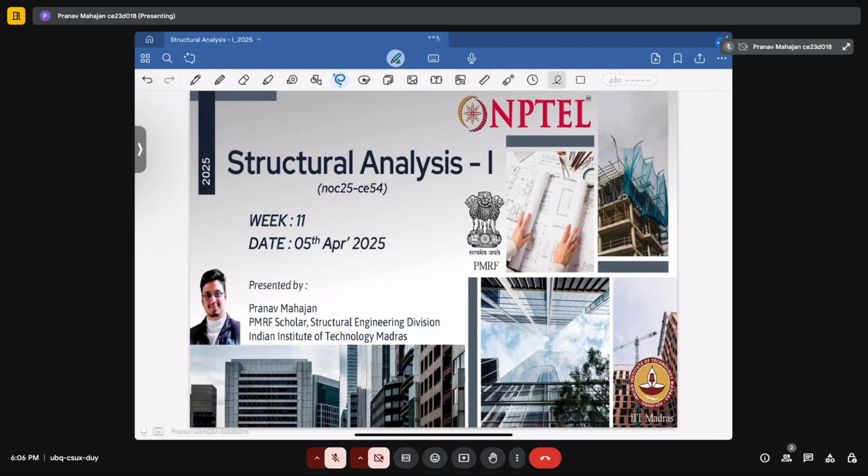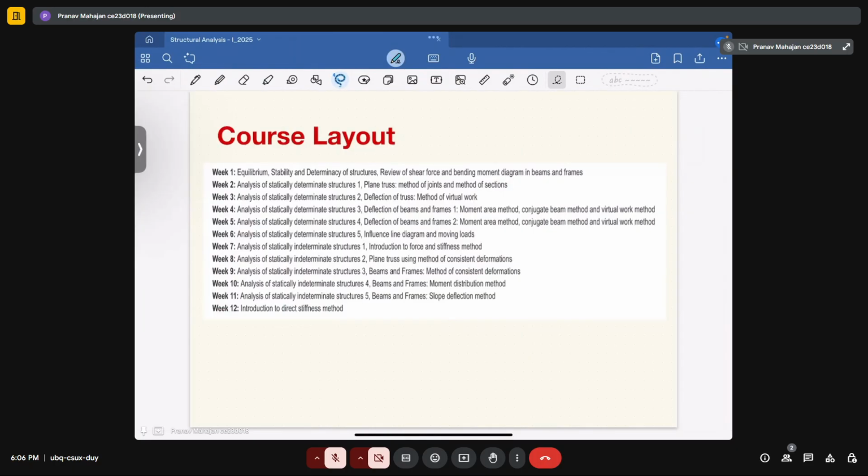For the course outline, we have reached almost the end of the course. We started with the basics, analyzing structures for slope as well as deflection. Further, we have seen how to determine the shear force and bending moment diagrams for different structures. Starting with the analysis of statically determinate structures, we have seen three different kinds of structures: trusses, beams, and frames.